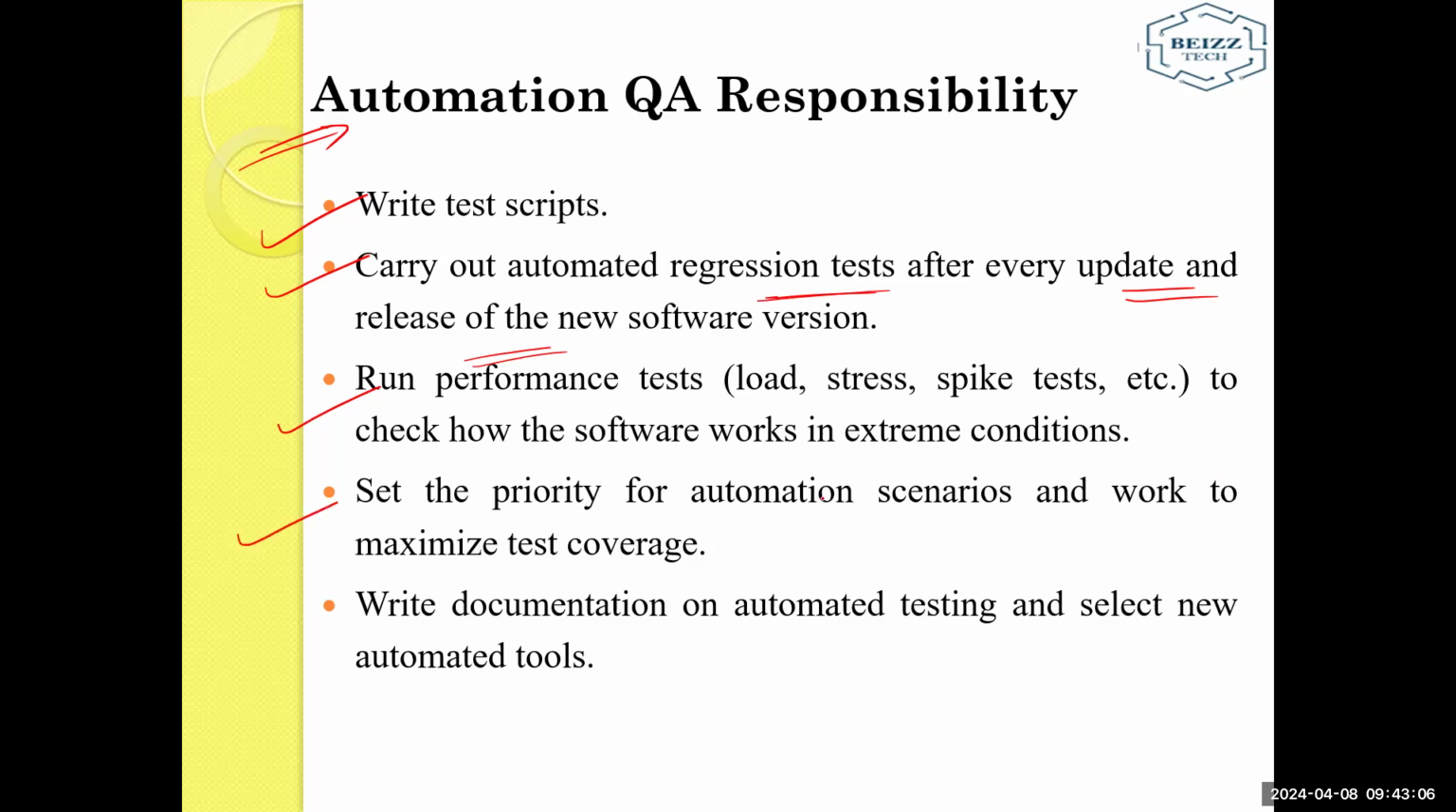Set the priority for automation scenarios, work to maximize test coverage. Write documents on automated testing and select a new automation tool. Again, the selection process is done by the higher authority, but you can contribute. So these are the general responsibilities of an automation engineer.